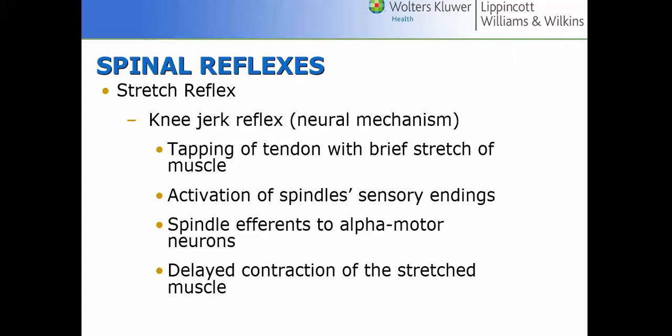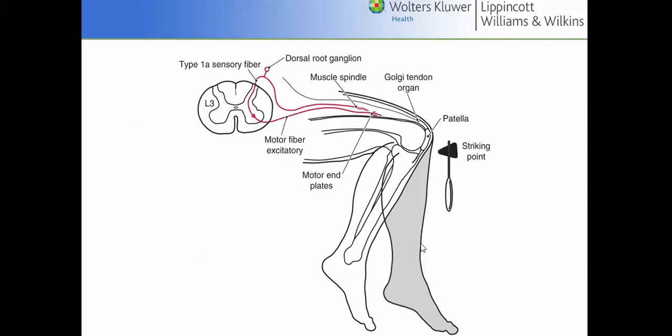This is pretty common when you go to a neurologist's office, where he or she would tap your knee tendon and your knee automatically stretches forward. So it involves tapping of the tendon with a brief stretch of muscle, and that activates the spindle sensory endings. The spindle efferents go to the alpha motor neuron, and there is contraction of the stretched muscle. So this is how it works basically.